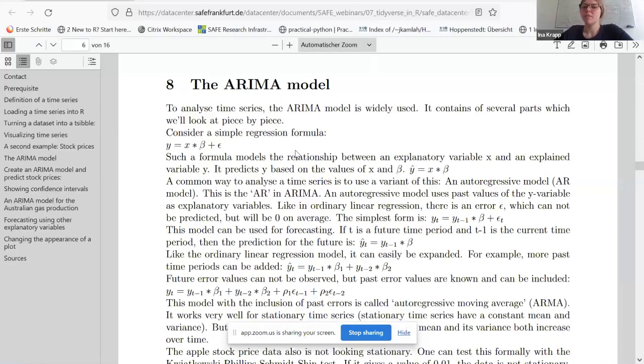Now, for a time series analysis, what we can do is that we replace x by y values from previous time periods. This is called autoregression because we explain a variable using its own past values. And this is where the AR in ARIMA comes from.